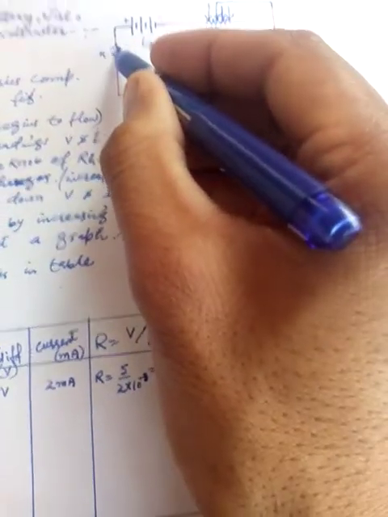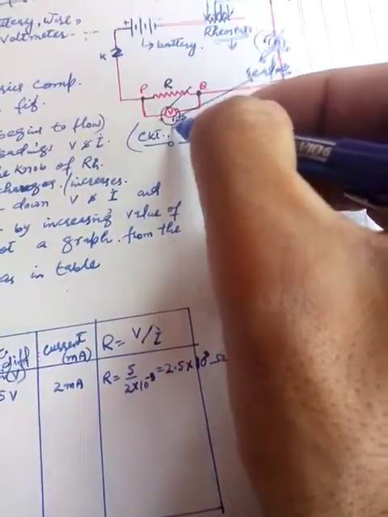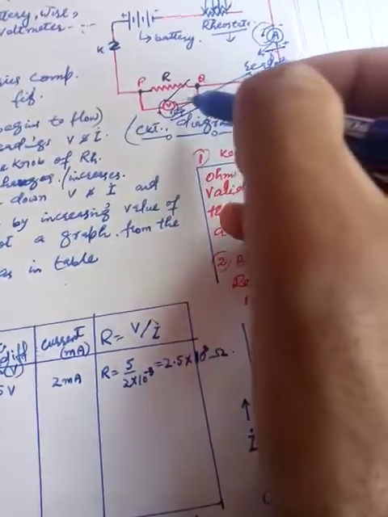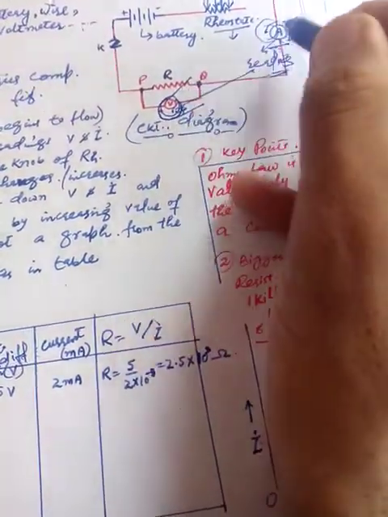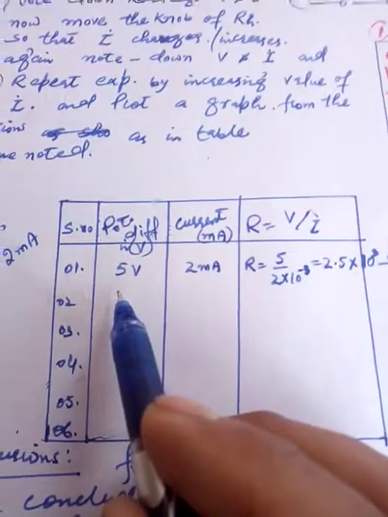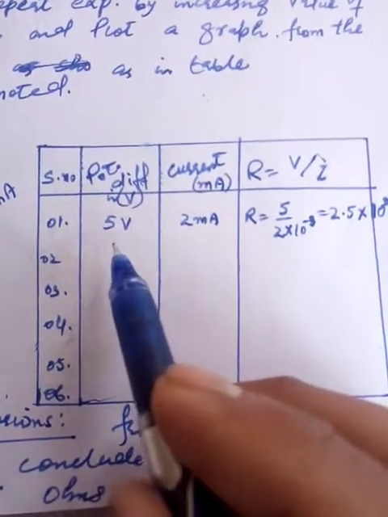For example, we are going to start this experiment. We are closing the key and we are measuring both voltmeter and ammeter. We are taking the readings from the voltmeter and ammeter. Suppose the voltmeter reading is 5 volt, that means we have applied a potential of 5 volt.